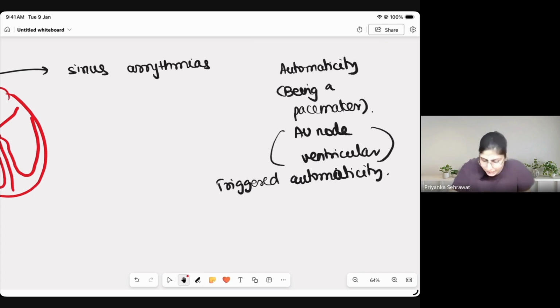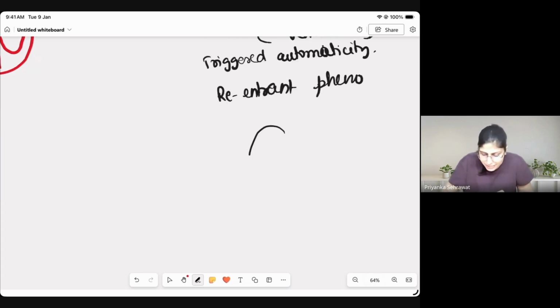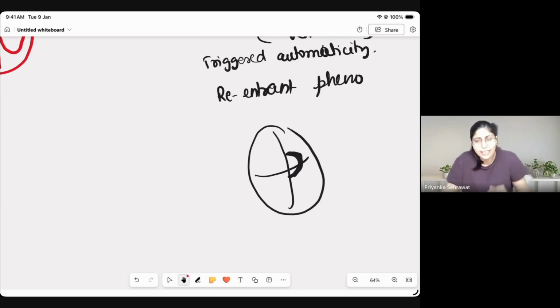The third most important thing is reentrant phenomena. For example, you must have heard about Wolff-Parkinson-White syndrome, right? In Wolff-Parkinson-White syndrome, we have a bundle of Kent. It is kind of an aberrant pathway, not normally present in everybody. So if there is an aberrant pathway, the current generated from the SA node goes to the atrium and then to the AV node. Now the current goes to the normal AV node, which passes it to the bundle of His, but some portion of the current is also getting transmitted via this pathway.